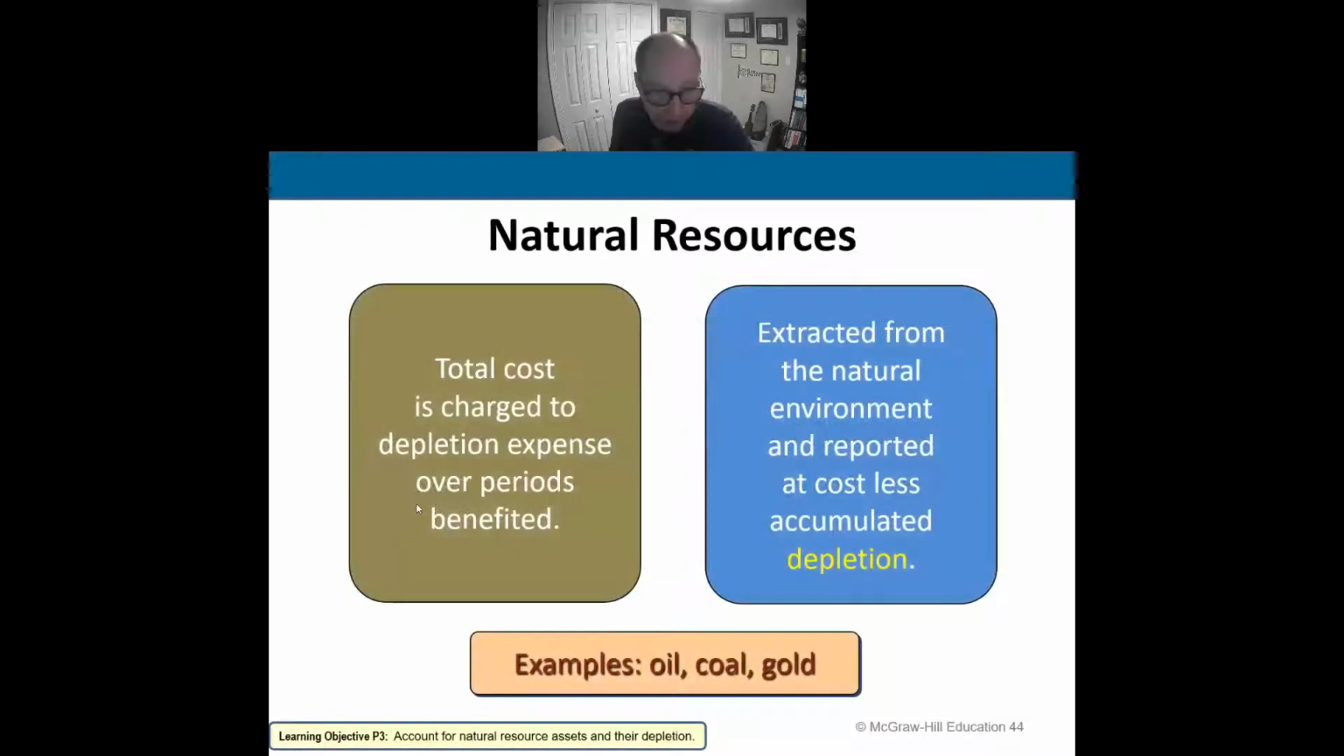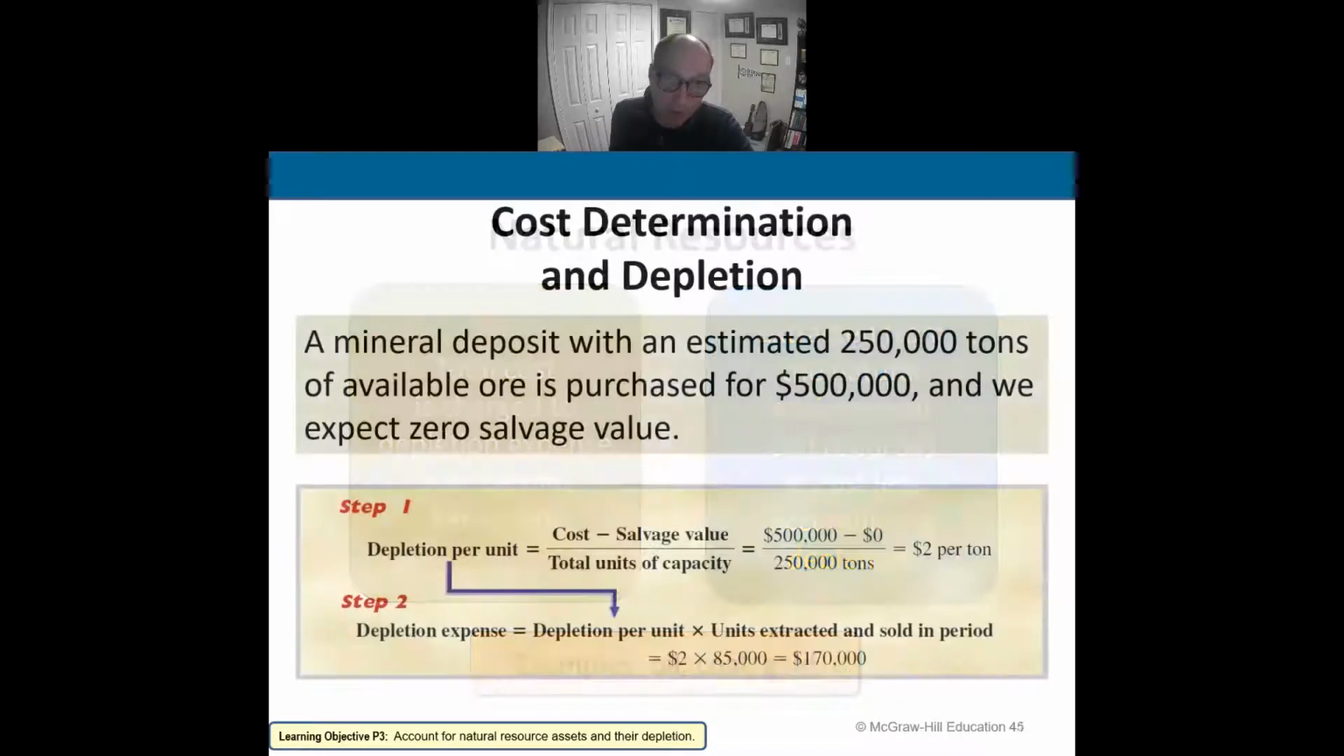Natural resources. Over time, we use natural resources to operate our planet. We drill for oil, mine for coal, mine for gold, mine for silver, et cetera, et cetera. We're depleting natural resources over time. We need to recognize that expense of extracting minerals from the earth.